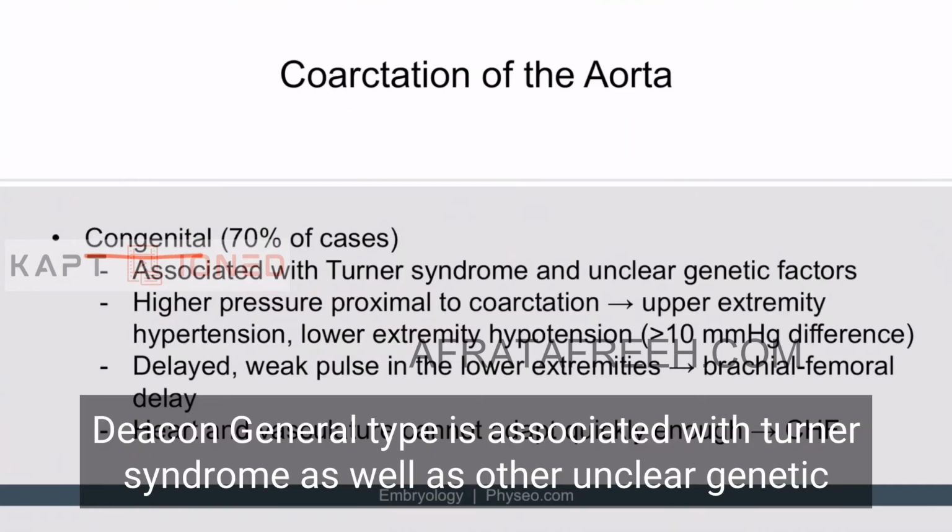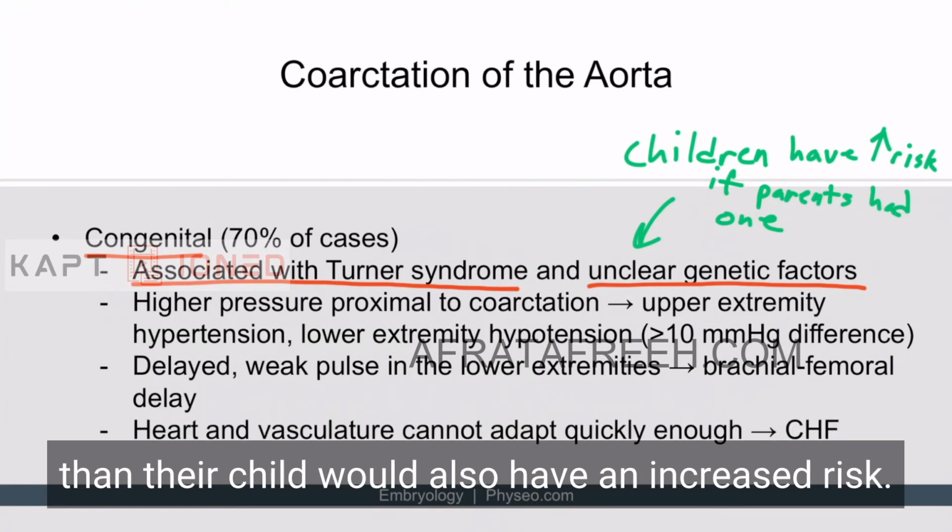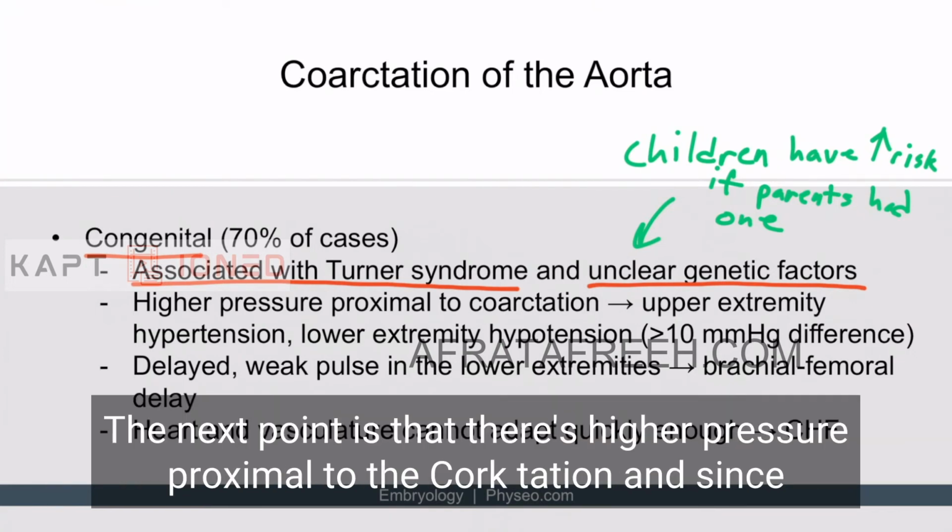The congenital type is associated with Turner syndrome, as well as other unclear genetic factors, which basically means that if a parent had a coarctation and it was unexplained, then their child would also have an increased risk. The next point is that there's higher pressure proximal to the coarctation.